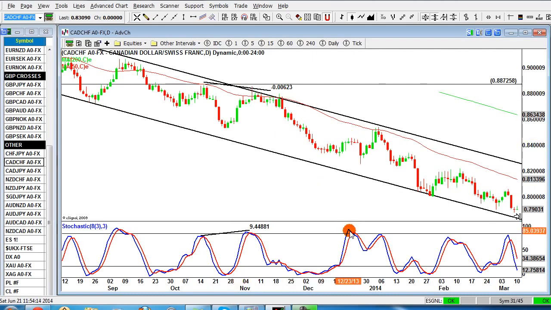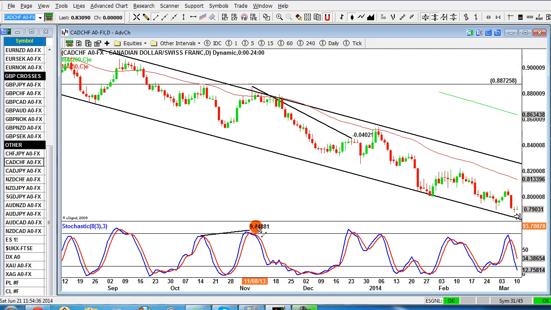But look at the stochastic again. So let's just mark those levels in. So we're going to take these off. So we're going to mark the new level in. So price, if we take it from previous peak to where we currently are, most certainly a lower high. So we've got a lower high on the price action.